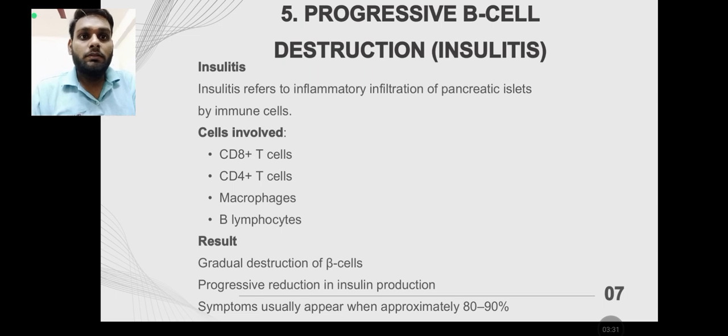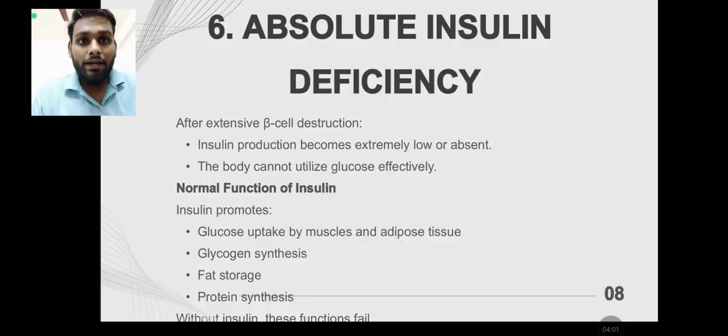The fifth one is progressive beta cell destruction, called insulitis. Insulitis refers to the inflammatory infiltration of the pancreatic islets by immune cells. The cells involved are CD8 plus T cells, CD4 plus T cells, macrophages, and B lymphocytes. Results: gradual destruction of beta cells and progressive reduction in insulin production. Symptoms usually appear when approximately 80 to 90% of beta cells are destroyed.